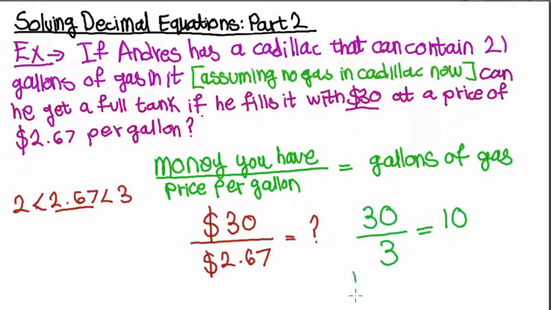So in this case, since 10 is much smaller than the number 21, Andres will not be able to get a full tank of gas if he fills it with $30 at a price of $2.67 per gallon.